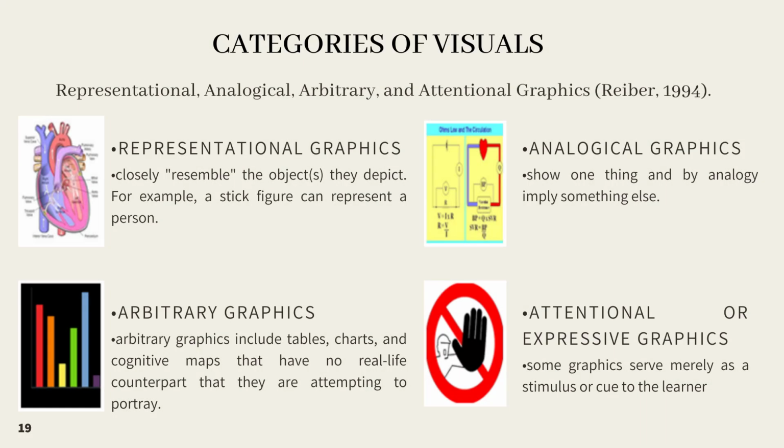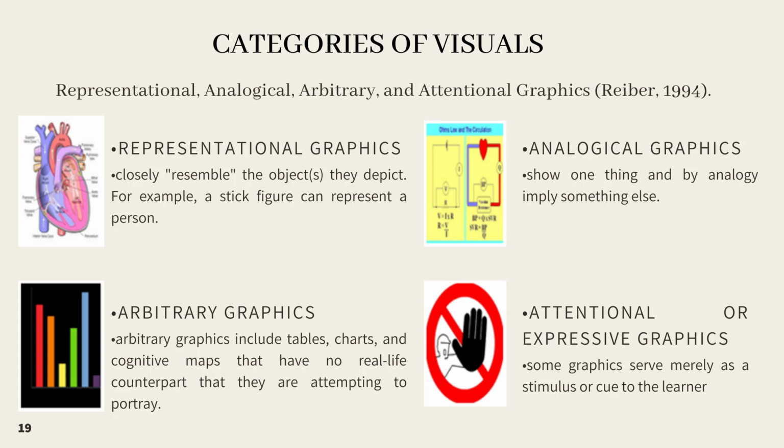Alright, let's move on to talk about categories of visuals. We have a lot of visual categories. For example, representational graphics, which actually represent something. For example, in this picture, as we can see, the human heart. And then the analogical graphics, which actually show something in real life. It's not the real thing, but it shows how it works.